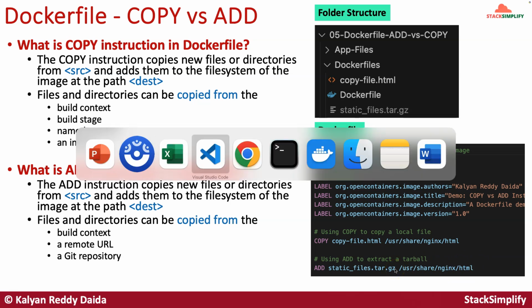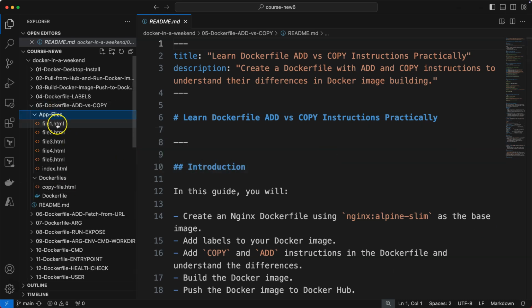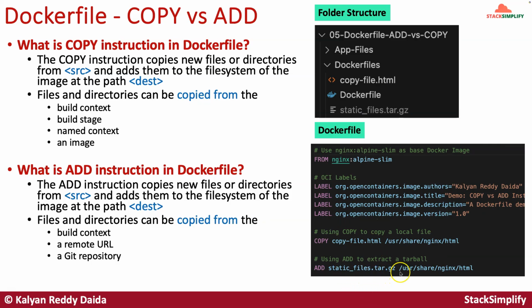Now if we go back to our Visual Studio Code, in the app files you have file1, file2, file3, file4, file5 and index.html. All these files we will zip and put in the Dockerfiles folder with the name static-files.tar.gz. Then, when running the docker build command with this Dockerfile, the ADD instruction will untar those files at this location. So that's the additional advantage of using the ADD instruction: you can unzip the files during build time. That's the key thing.